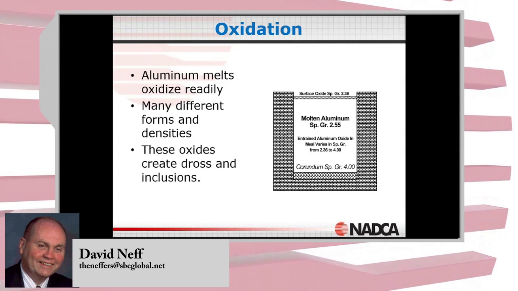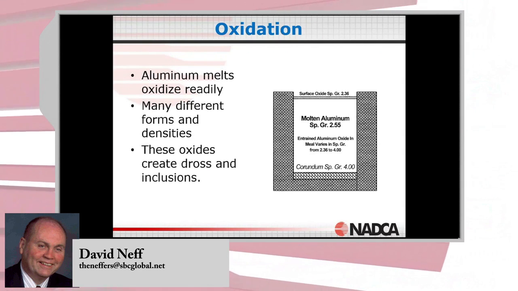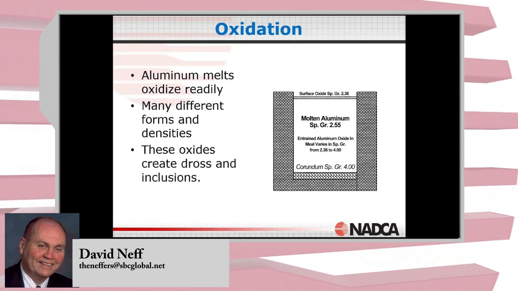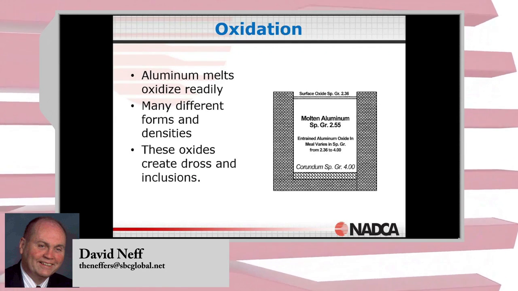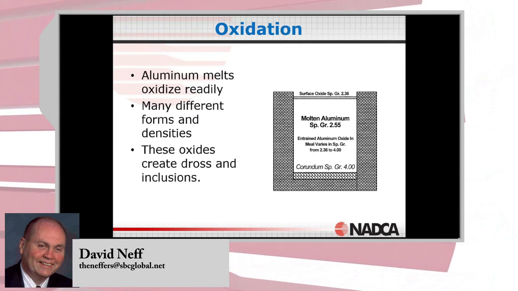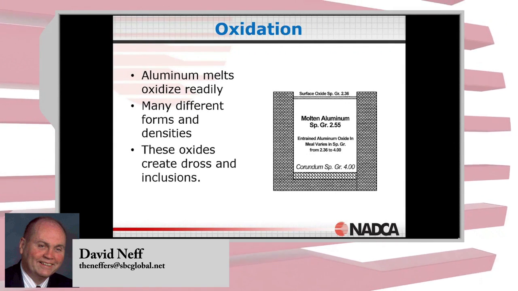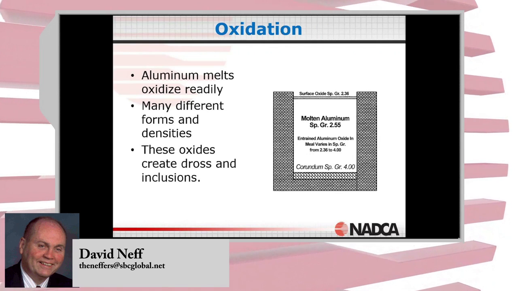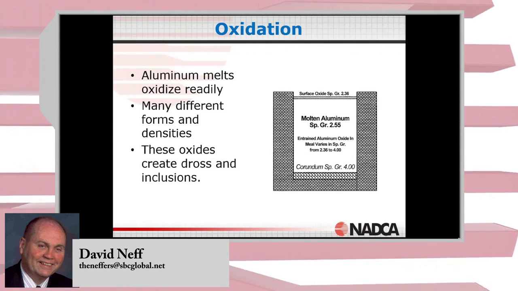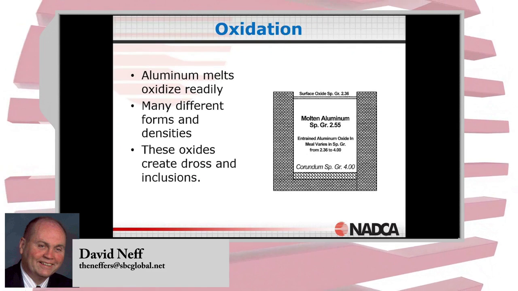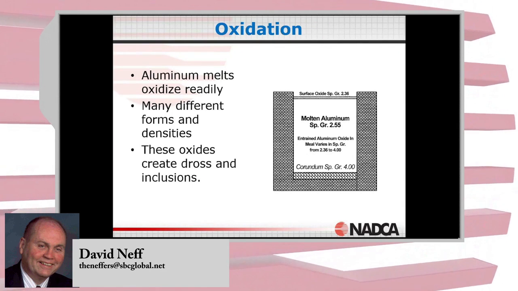to a sludge or perhaps corundum formation, such as shown here. Lighter oxides will tend to float to the top of the surface, forming dross or inclusions, and those have their own special impacts on the melting and handling process.